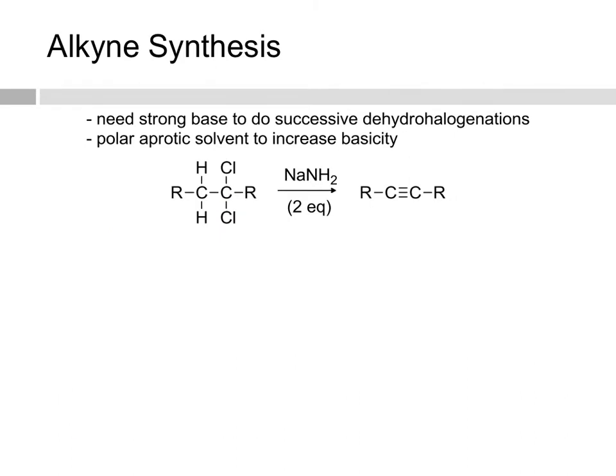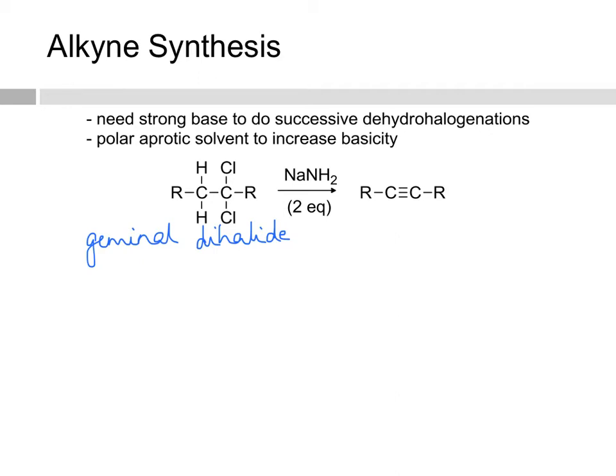Instead of a vicinal dihalide, we can also use a geminal dihalide, and that's when your halides are on the same carbon. Again, you'll always need a strong base. You need two equivalents of that base, and you will go through the intermediate alkene.